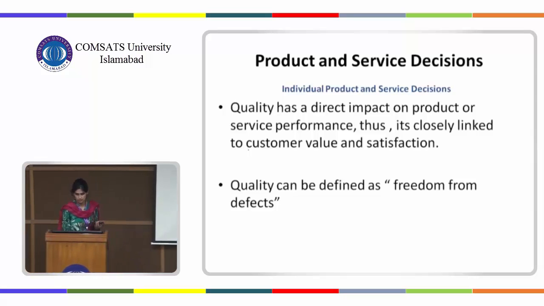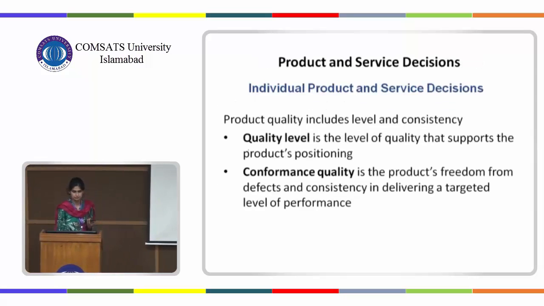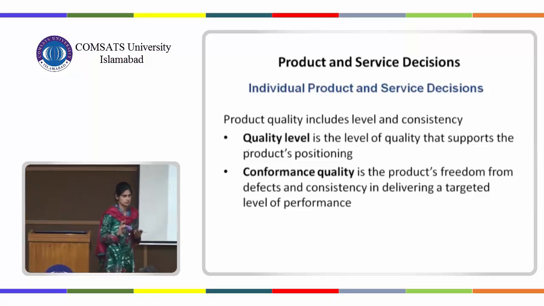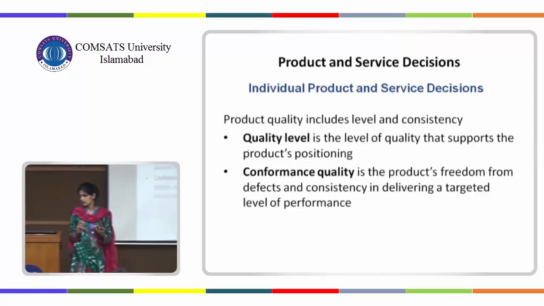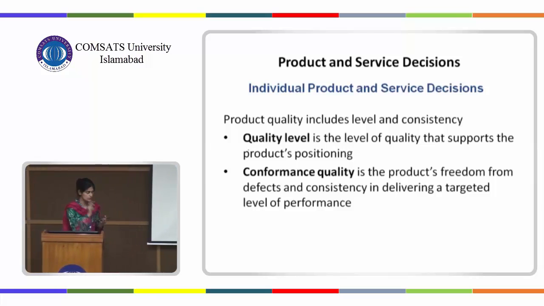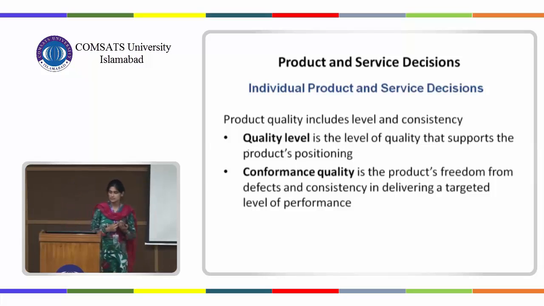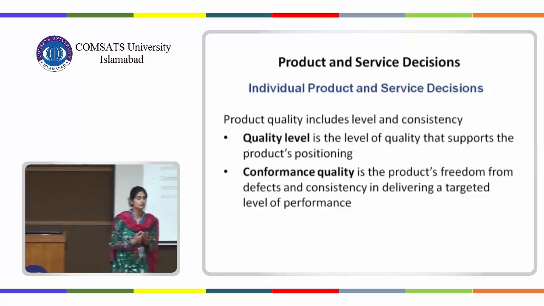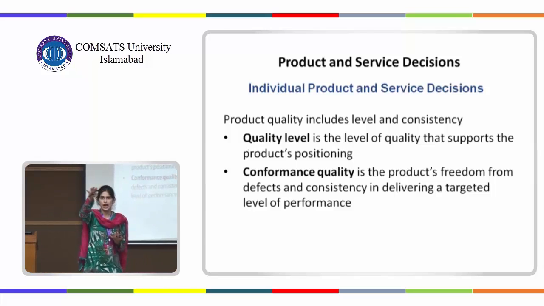Now quality is defined as the freedom from defects. Now product quality has two levels. The first level is quality level, and the second one is conformance. The quality level is the level that supports the product's positioning. So you've positioned the product as a very high and very superior performance product. Does your product actually match that positioning that you've done, right? So if it's actually a very superiorly performing product or not, that would define quality level.